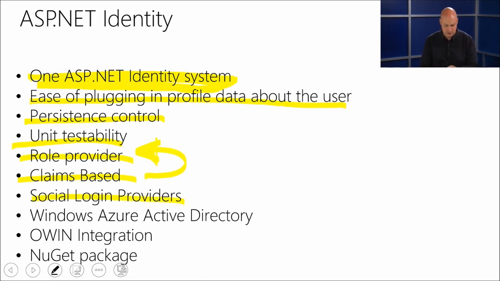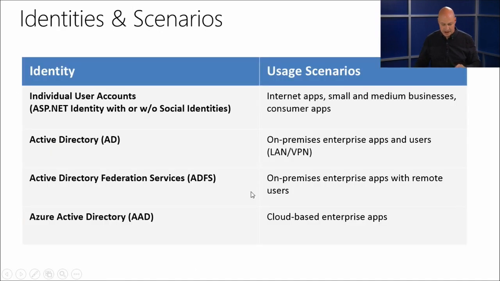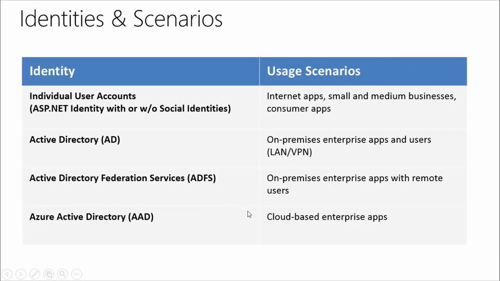Social login providers, of course, we talked about, works with Active Directory. OWIN and NuGet, we're not really going to talk about, but we've got them. Okay, so there's that. Here's some scenarios, and I'm going to talk through these in a second. We're really going to focus on individual user accounts in this session. And the way I keep them straight in my head is, if it's going in your database, it's probably an individual user account. Very simple. So these are things like username, password, or social identities.